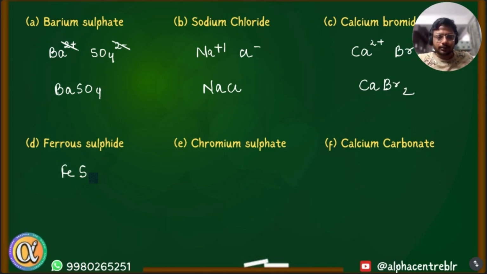Ferrous sulfide, FeS. Chromium sulfate, Cr2SO4, I think. CrSO4. Yeah, Cr2SO4. And the next one is CaCO3.